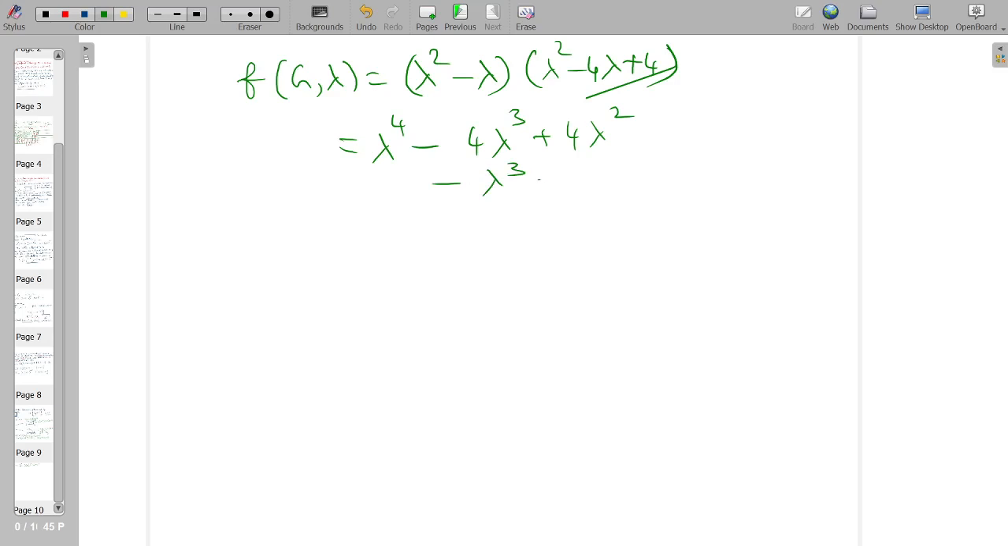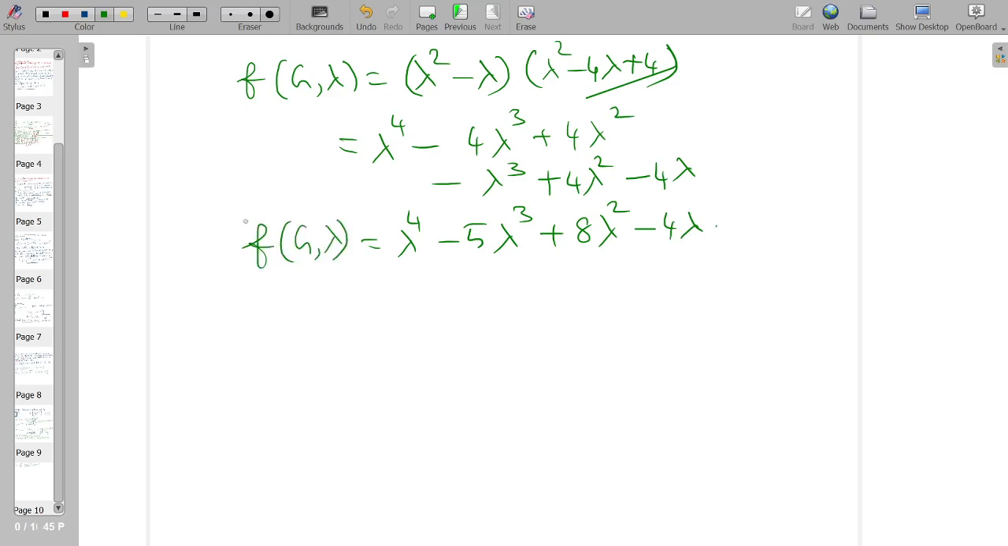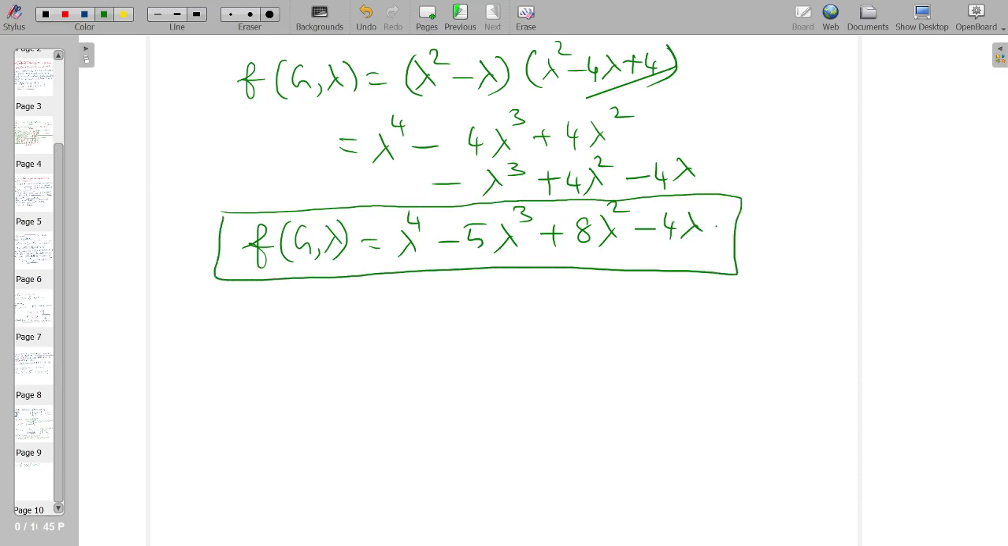So this would be lambda power 4 minus 4 lambda cube plus 4 lambda squared minus lambda cube plus 4 lambda squared minus 4 lambda. This would give you lambda power 4 minus 5 lambda cube plus 8 lambda squared minus 4 lambda. So this would be the chromatic polynomial, and for different values of lambda you can find the different colorings.